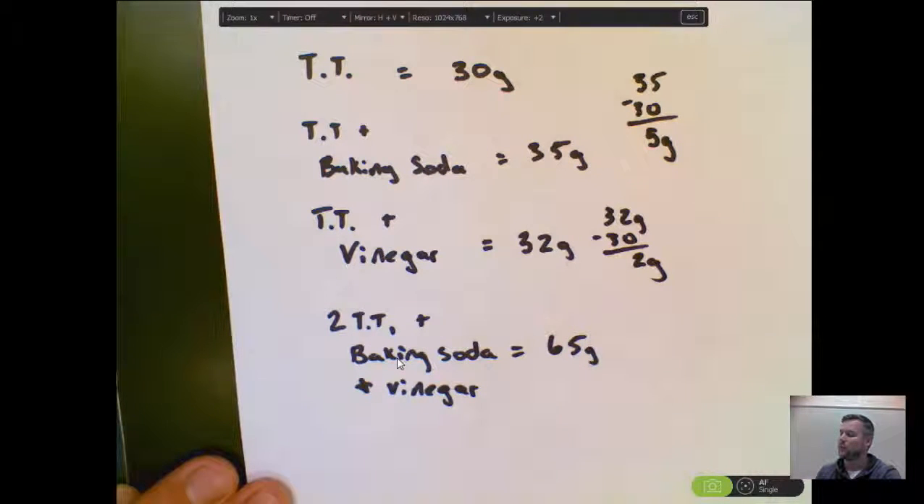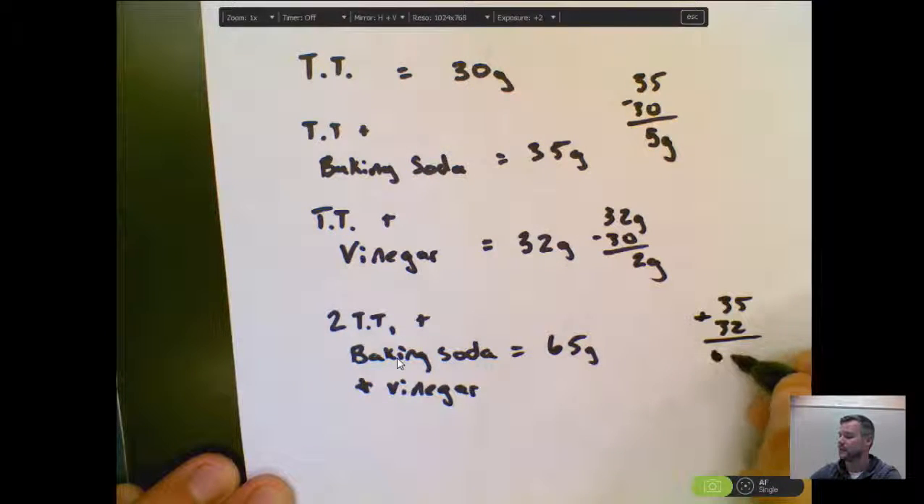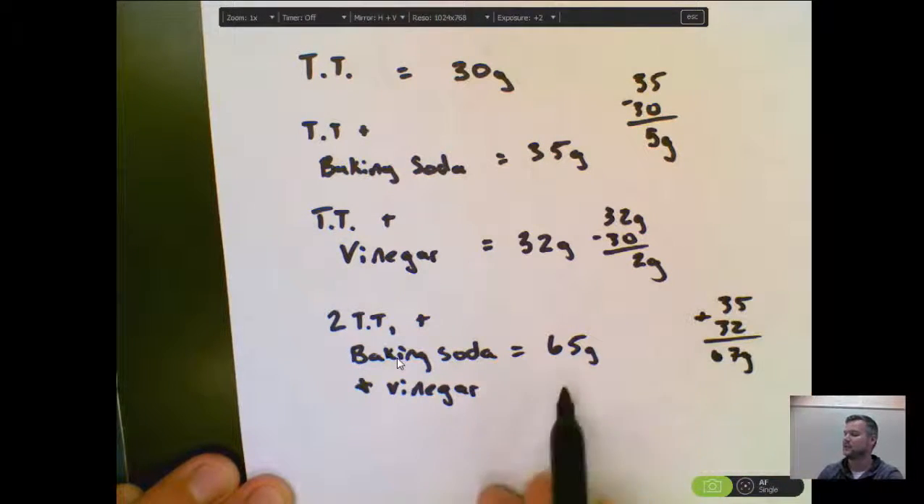Now, we know that we have 2 test tubes plus baking soda and vinegar, which react, and hopefully you know that forms bubbles. That's a reaction that you probably have done as a kid. And it weighs 65 grams when it's done. Now, if we've been keeping track, we did 35 and 32, so 35 and 32 equals a total of 67 grams. But this says only 65 grams are inside that test tube.